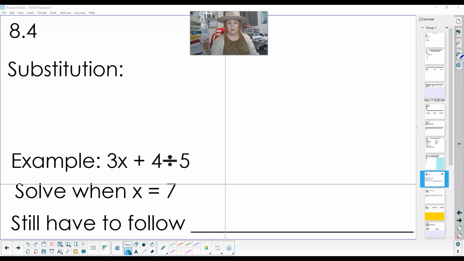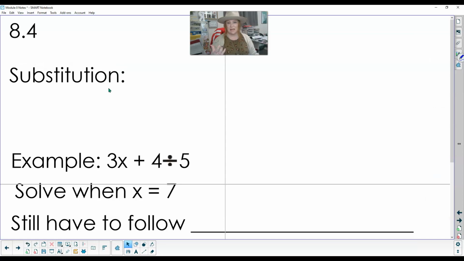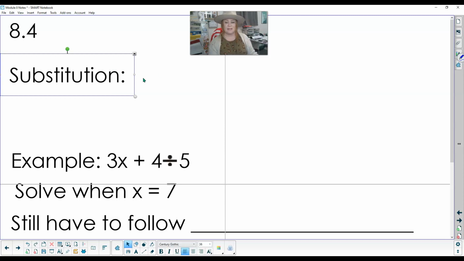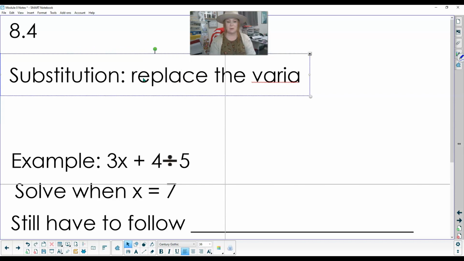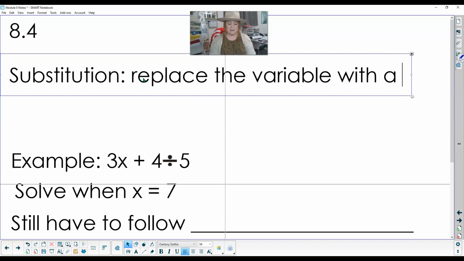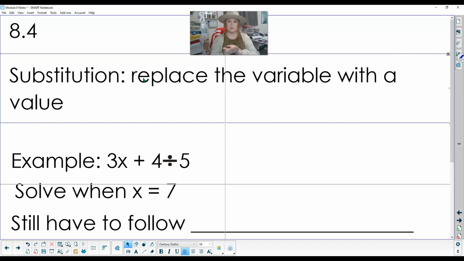For 8.4, we are going to be talking about using substitution to solve problems. When we hear this word substitution, it's kind of like having a substitute teacher. Your teacher's not here, so somebody comes in and takes their place for the day. Substitution in math is kind of the same thing. You are going to replace the variable with a value. You're going to give that variable a value.